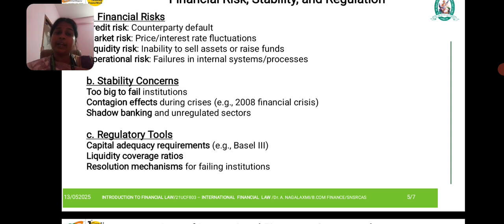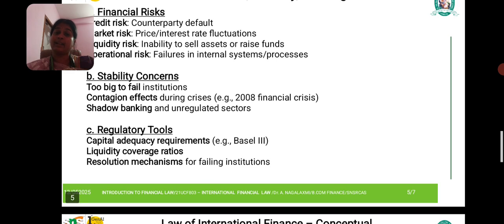So what are the regulatory rules in order to stabilize the financial market? Capital adequacy requirement, liquidity coverage ratio, resolution mechanism for failing institutions. So these 3 are the very important regulatory tools in the financial market in order to avoid the financial risk.